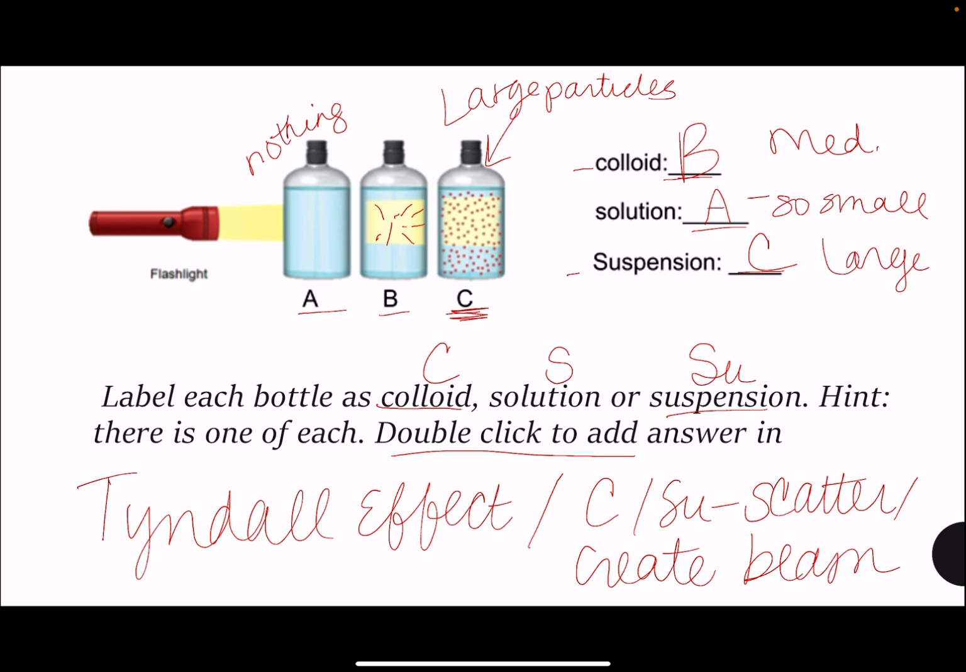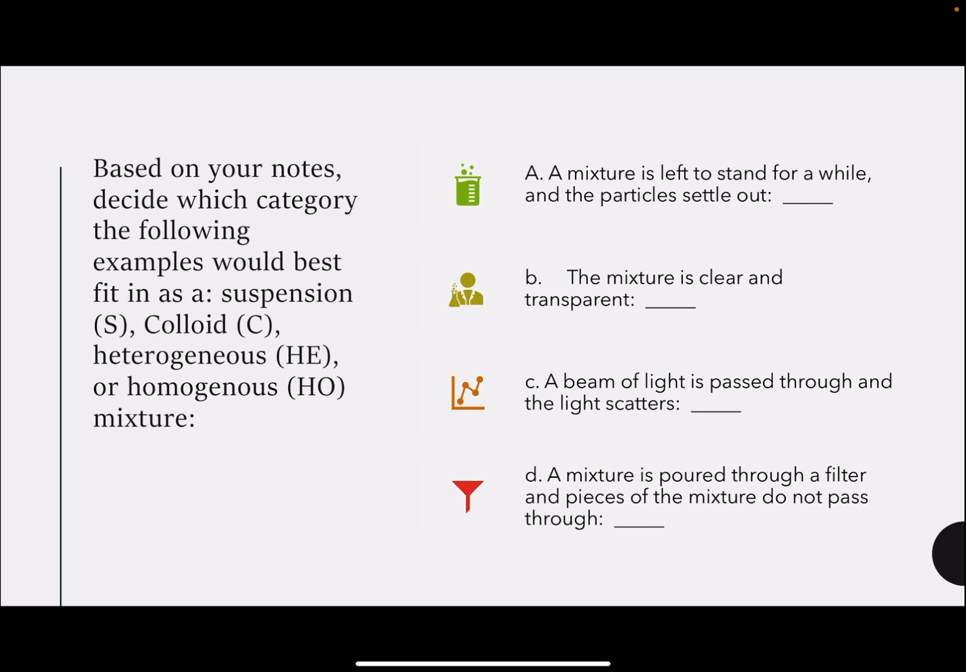So that takes us through a few different concepts, our Tyndall effect, and then our particle size for our solution or homogeneous mixture, our colloid cloudy mixture, and our suspension, which eventually those particles can settle out to the bottom here. So, based on your notes, decide which category the following examples would best fit in as a suspension S, colloid C, heterogeneous HE, or homogeneous HO.